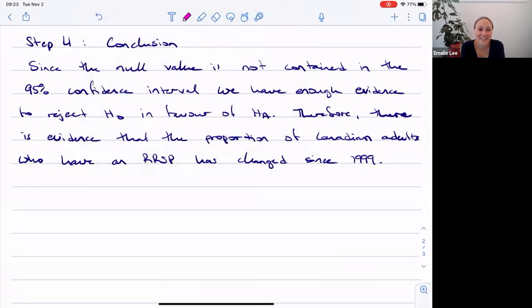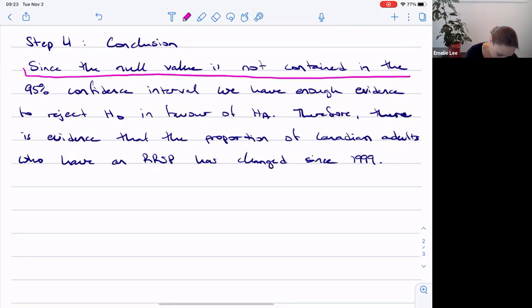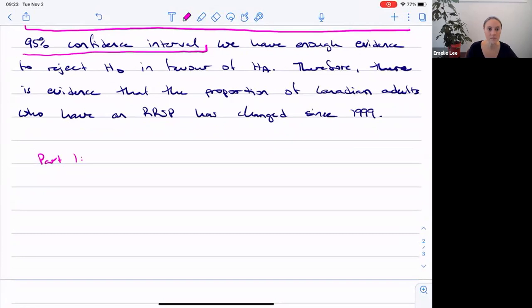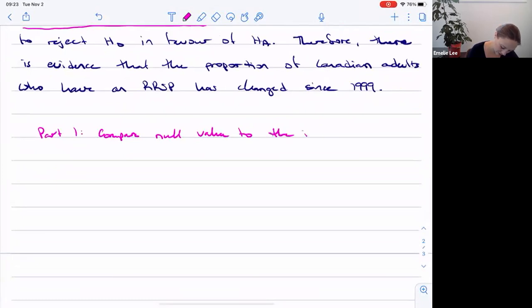So let's highlight the different parts here, right? Arguably, this conclusion in terms of the question, that's the most important part, right? But the first part that we have to handle is, is the null value contained in the confidence interval? All right. So that's kind of part one of the conclusion: compare the null value to the interval.